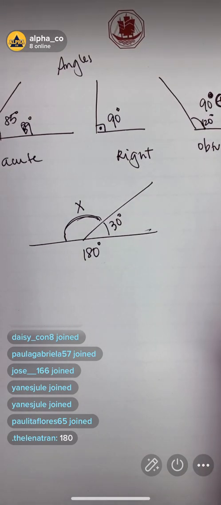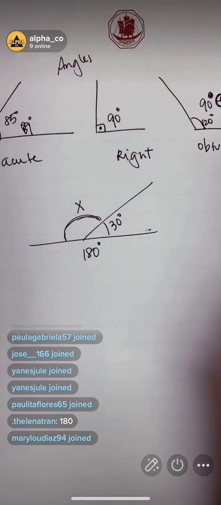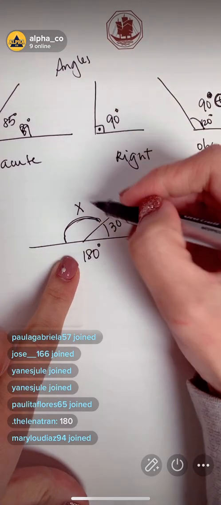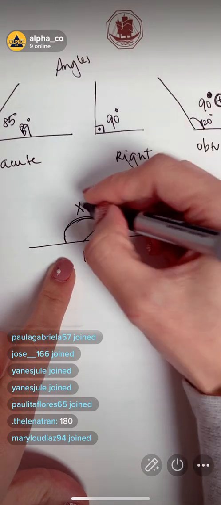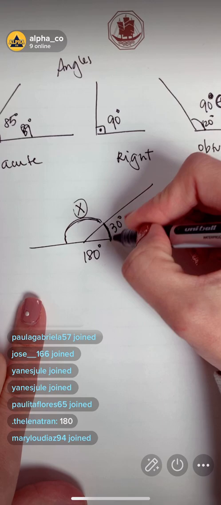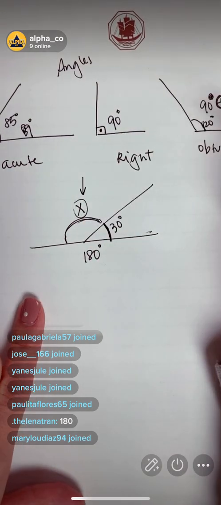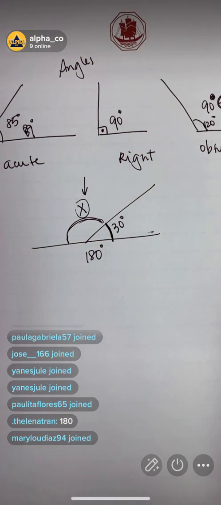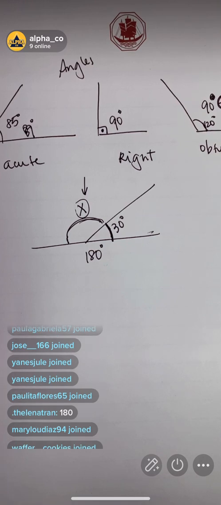It just takes a little bit of time for me to get the messages, but I'm gonna wait a little bit to see if anyone can tell me what is the angle here. What is the x? If the whole thing is 180 and this angle here is 30, what should be this angle? Just gonna wait if anyone knows.